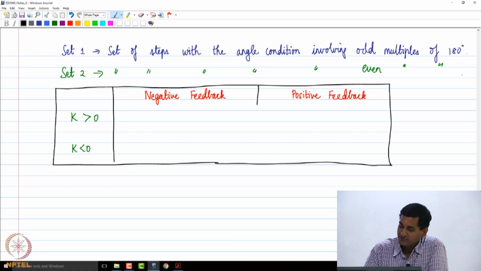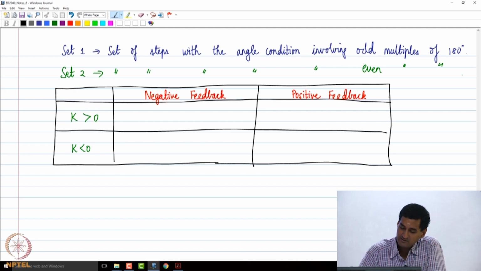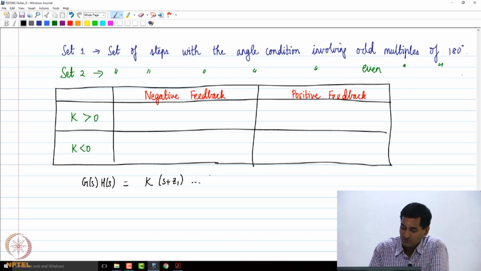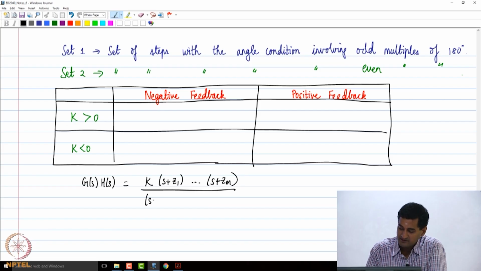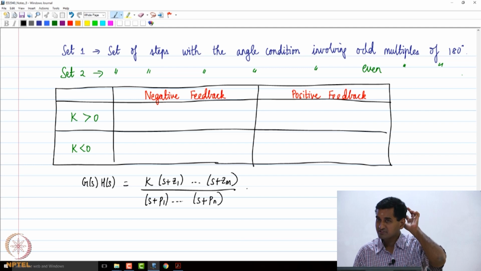So what would be used for the case when we have negative feedback and positive k? Of course, please remember what k is. We should be in a position to write the open loop transfer function as k times (s plus z1) all the way till (s plus zm), divided by (s plus p1) all the way till (s plus pn), right? We should be able to express the open loop transfer function in this structure. Only then we can do all these steps.